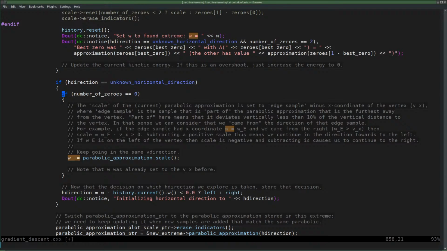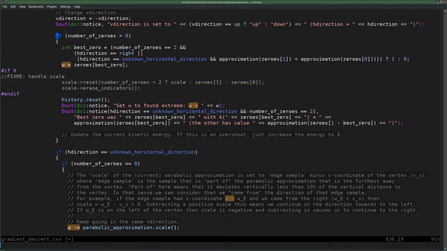So if the number of zeros is larger than 0, then I do get this. And now we pick the best 0, which overrides the previous assignment of W. We are no longer at the vertex of the current parabola. Which means that I have to reset the scale, which is still commented out. The history is reset. Yeah, this needs to be fixed.